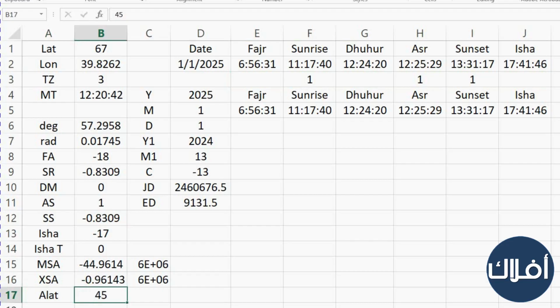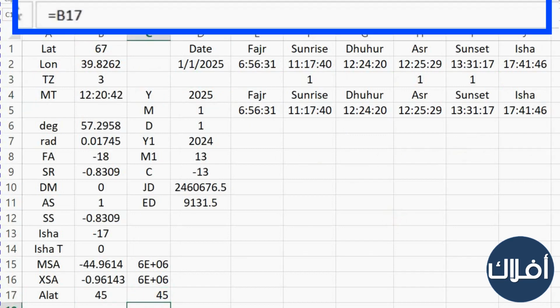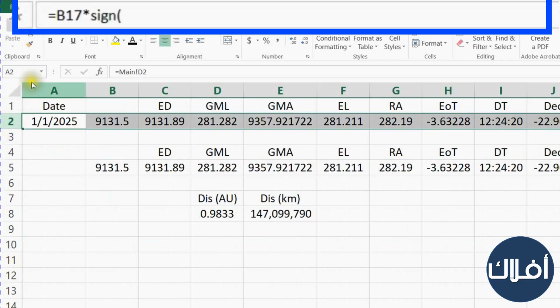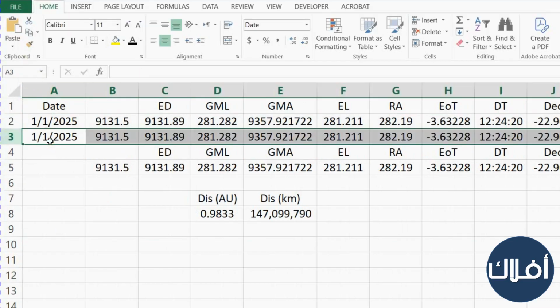But we note that we will use the latitude 45 for regions in the north. For regions in the south, we need to use negative 45. So here we'll put the angle and multiply it by the sign of the latitude. And we will name this A-lat for alternative latitude. Now we go to the calculation sheet. We'll copy this row and we'll paste it here.